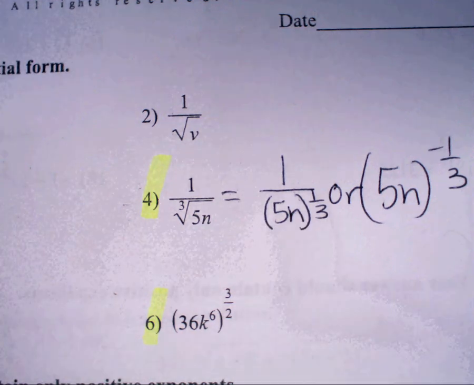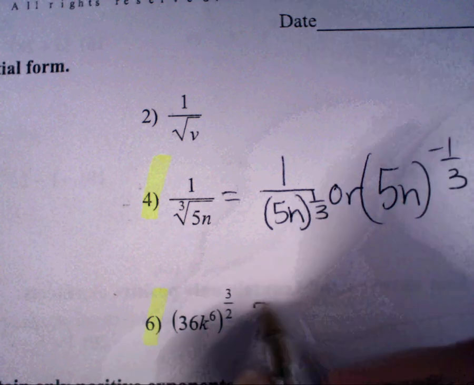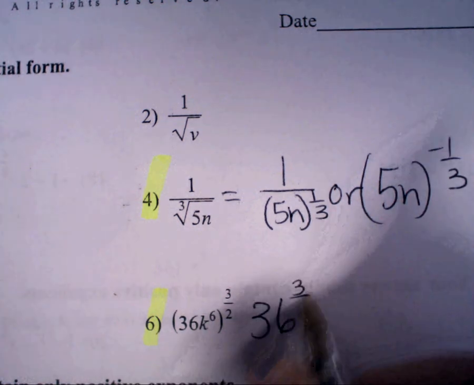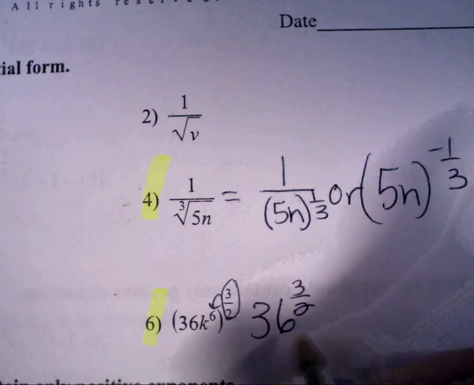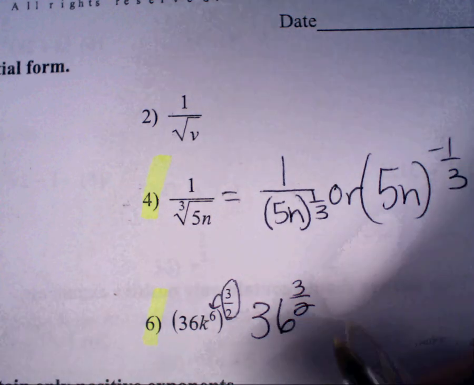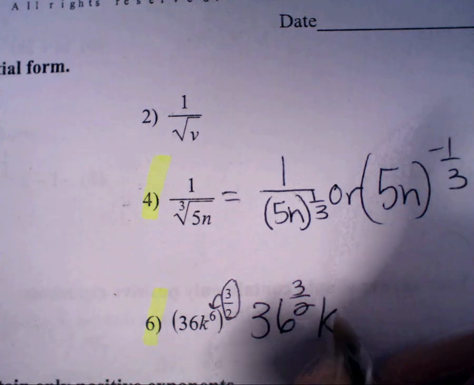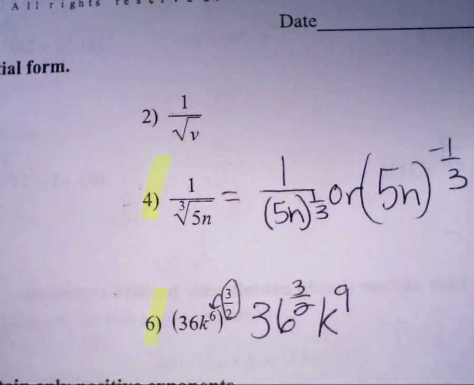So the other part of that is we use the rewriting to simplify. So for instance, 36 will get the 3 halves, and then this is called a power. So it's going to multiply with 6. So 6 times 3 over 2 will be 18 over 2, which will be k to the 9th. And then what I do from there is I work on my number. Remember, the laws of exponents, the rules of exponents apply to only exponents. Numbers do what they always do.